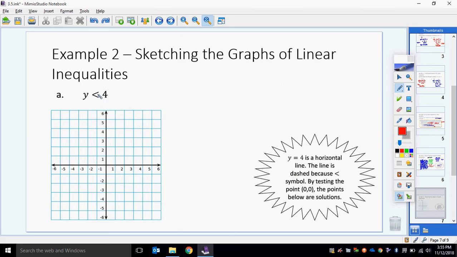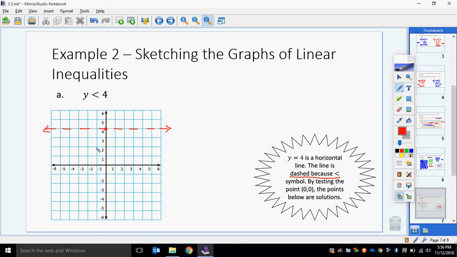Let's look at one that wouldn't be a solid line. I have y is less than 4. If I think about this as an equal sign, y is equal to 4, I know that's a horizontal line. It crosses the y-axis at 4. So it's going to be horizontal, but before I draw this horizontal line, I want to think, is it going to be solid or dotted? And it's going to be dotted because of that less than symbol. It's not or equal to. So this line, I'm going to dash.